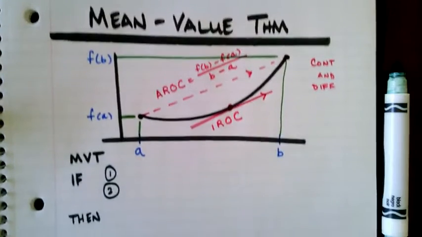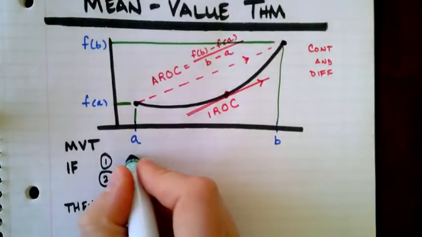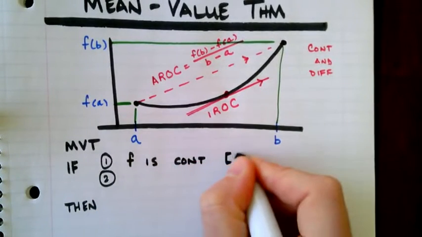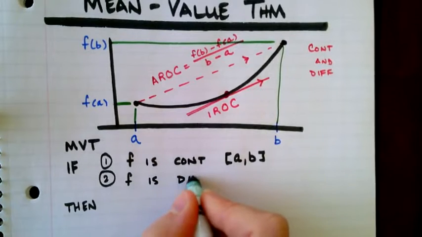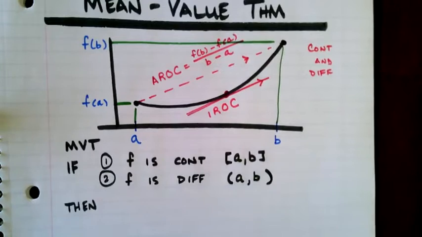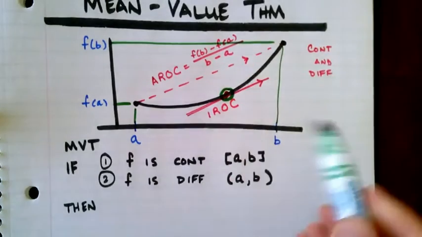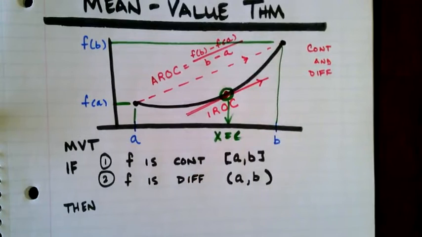Well, here's what the mean value theorem says. It says that if you've got a curve, and that curve f is continuous on an interval, and that curve is differentiable on the same interval, differentiability, we don't worry about the endpoints, then here's what's guaranteed. There is some point between A and B. We'll call that point C.